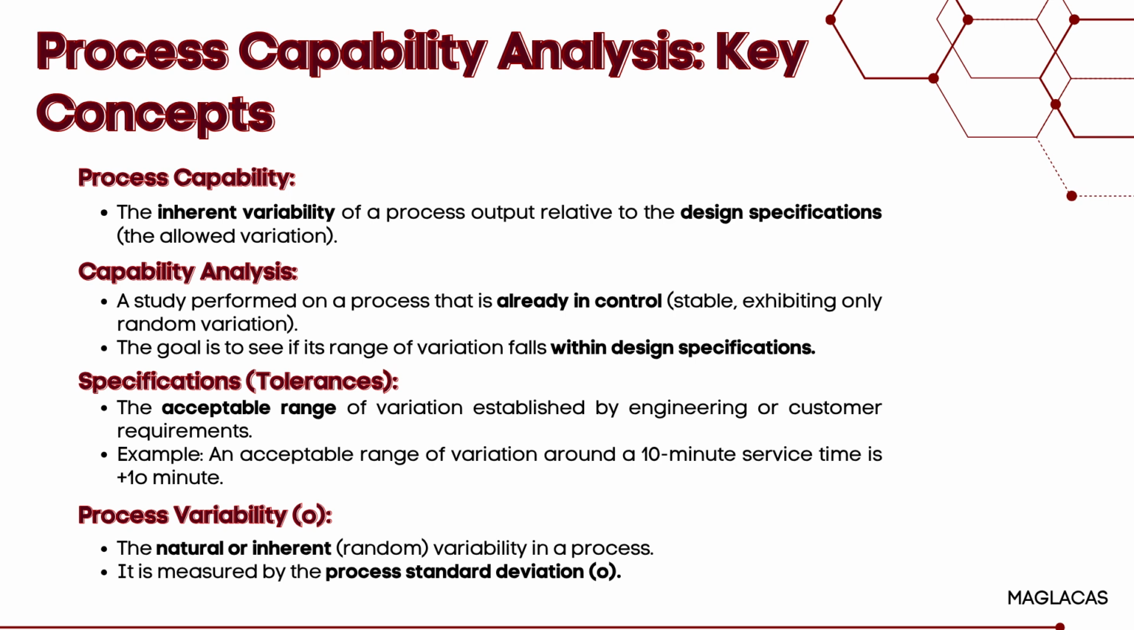Next is process variability. This is the natural random spread in our output, the inherent noise from our equipment. So this is something that is built into the process already, so it cannot be changed or avoided. It's measured by the standard deviation. This measurement is crucial because it defines the predictable operating range of our process.